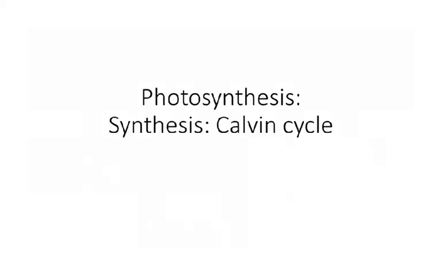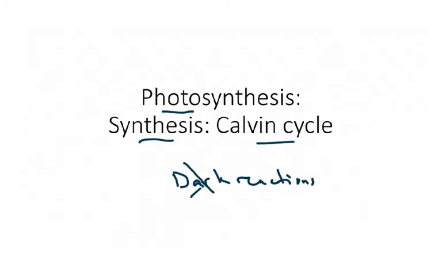Okay, in the third video, we're going to look at the last phase of photosynthesis, which is the synthesis part. It's also known as the Calvin cycle, and historically it was referred to as the dark reactions. That was only called the dark reactions because the first part of photosynthesis gets called the light reactions. We're actually trying to phase out the use of this word dark reactions because it implies that this happens in the dark, which is not necessarily true.